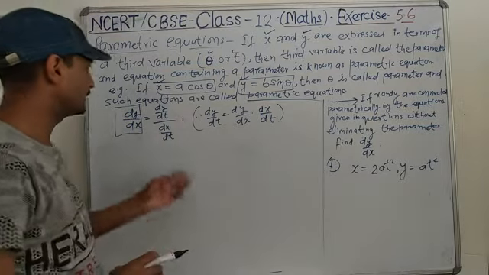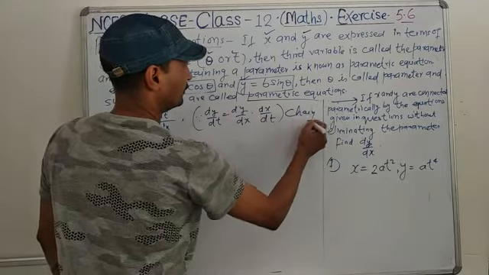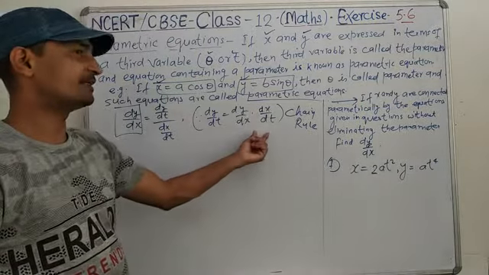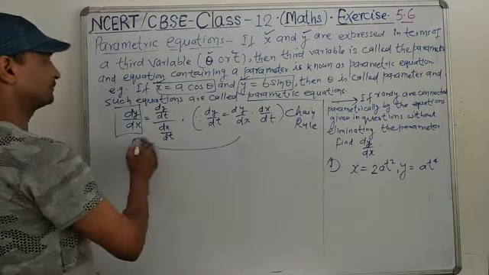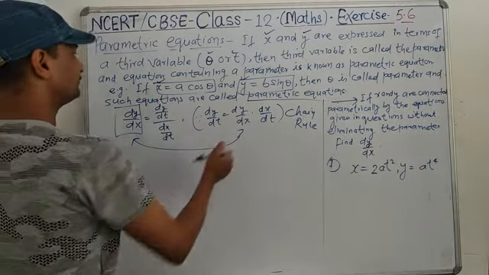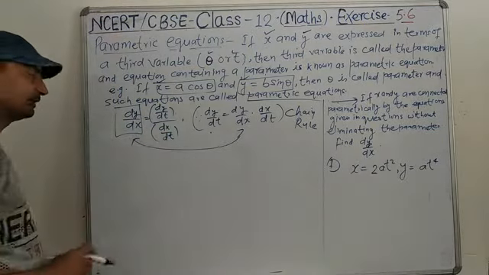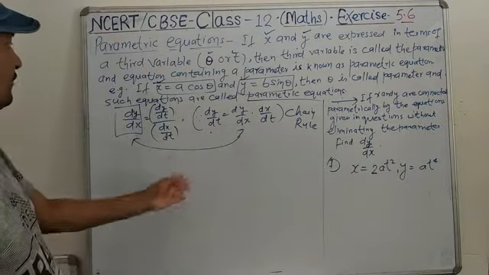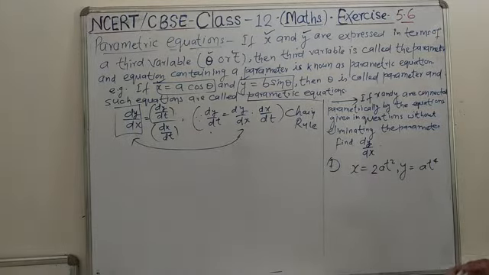So what is the criteria? What is the system to find dy by dx? By the chain rule, you know that dy by dt is equal to dy by dx into dx by dt, and from this we can calculate dy by dx equal to dy by dt divided by dx by dt. So it is the formula to find out dy by dx. In some cases it is theta, in some cases it may be t. So only two variables will be included in this exercise. So let's solve some questions.